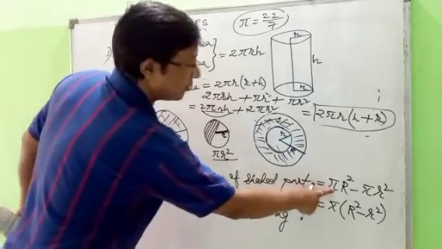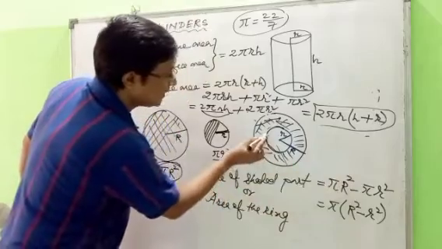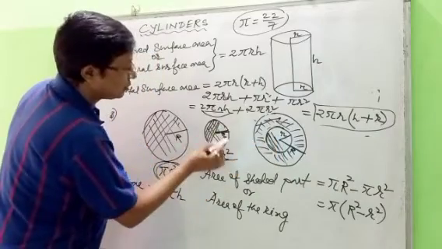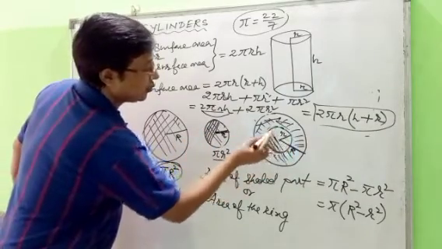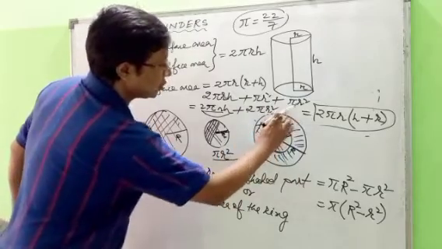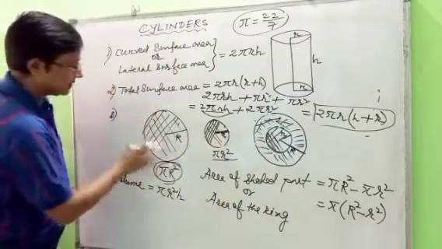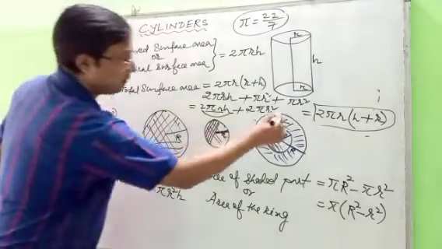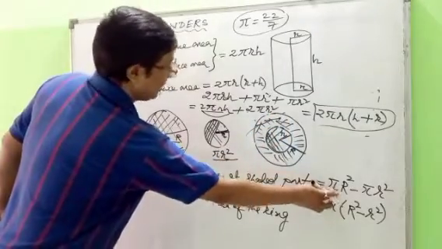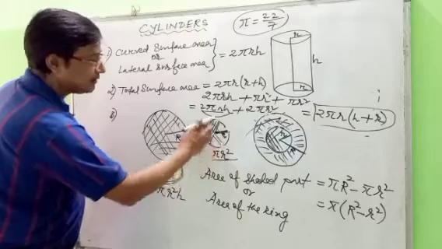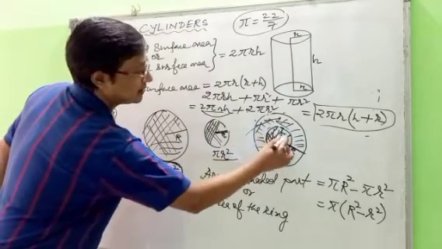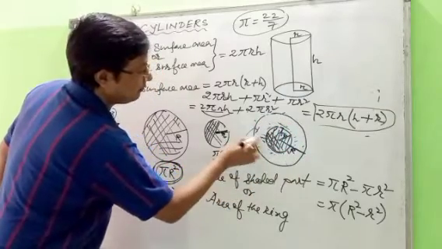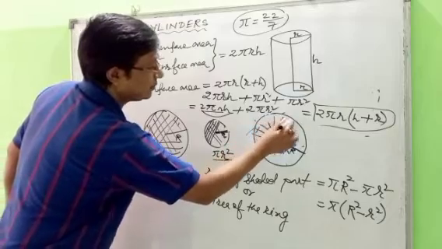From pi R square, subtract this part, the circle that is inside, pi r square. So you subtract this part from the whole circle. This circle covering the entire area is pi R square, this complete area. And then deducting the inner circle, this area you have deducted. So you will get this ring, this part.